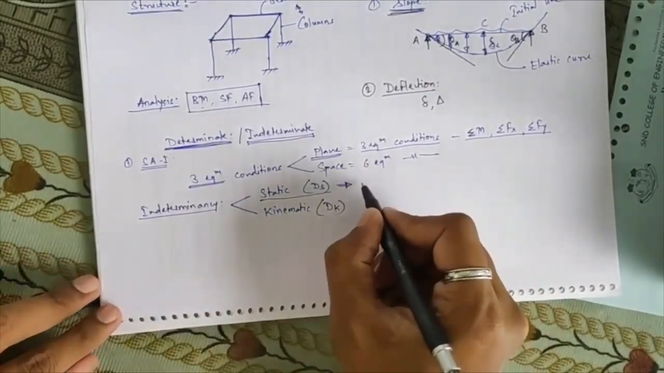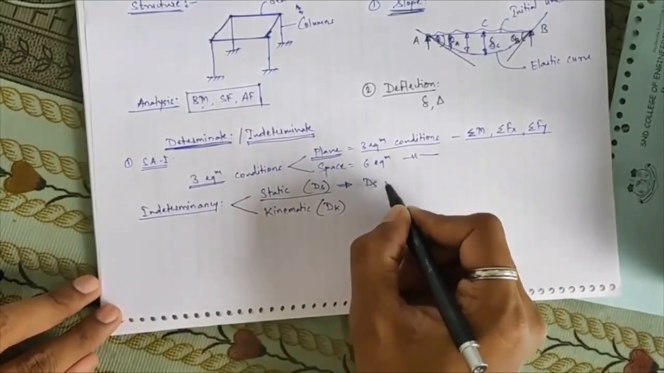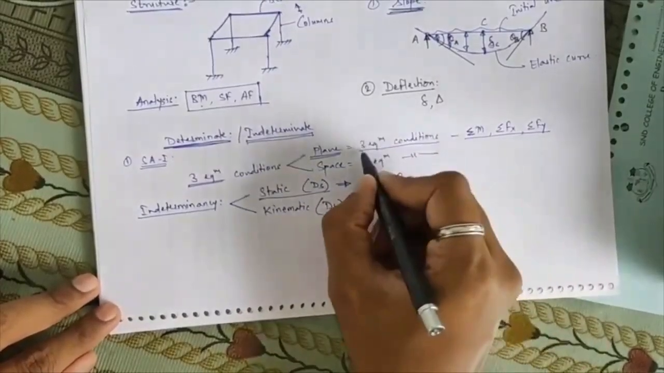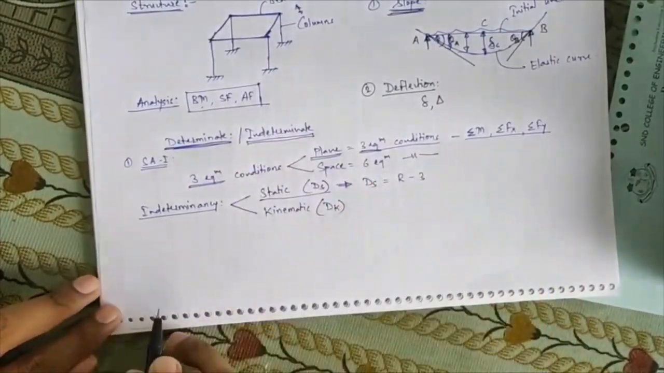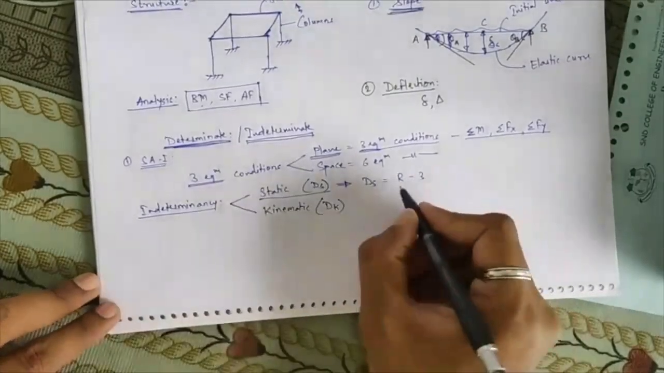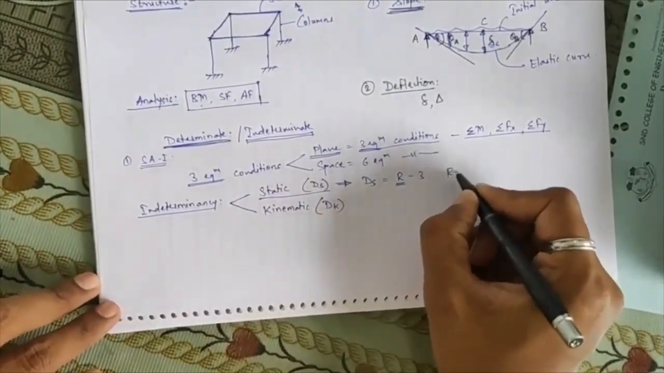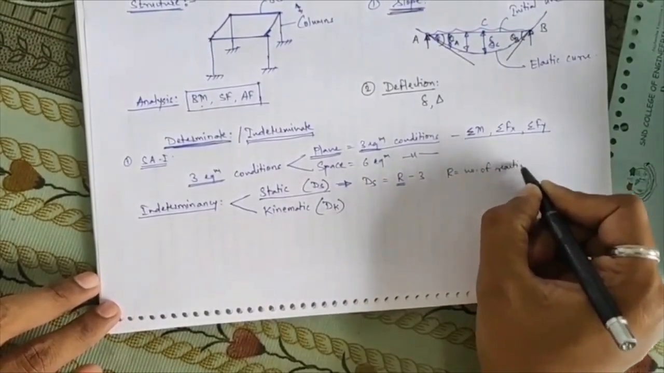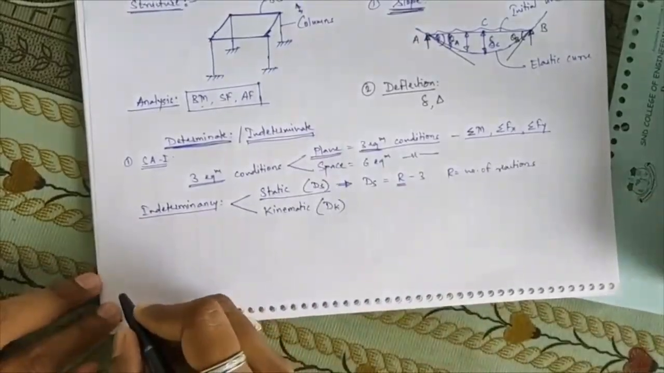Static indeterminacy is the number of basic unknowns at the supports or at the joints. This static indeterminacy Ds is given by r minus the equilibrium conditions, which are equal to 3. So Ds equals r minus 3, where r is the number of reactions available to you.